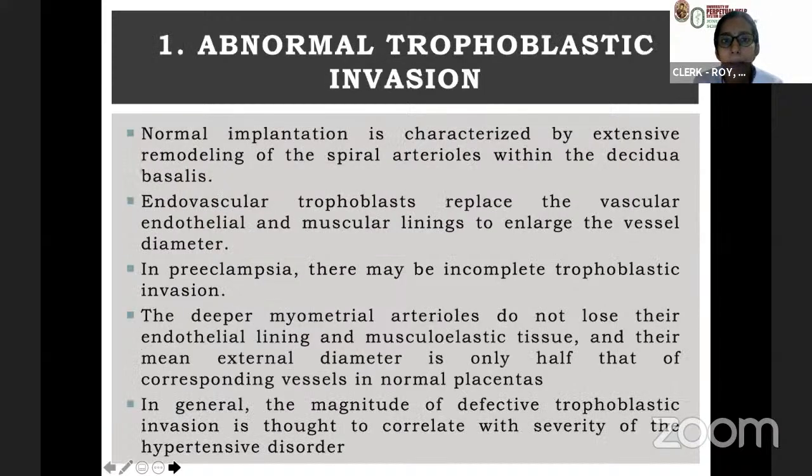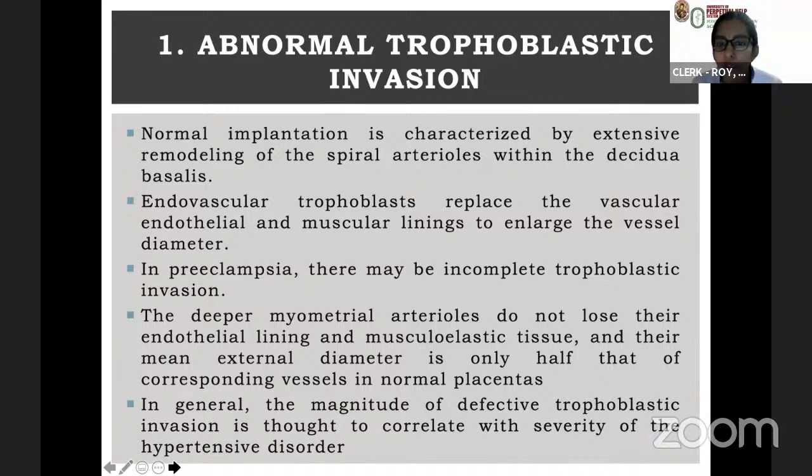So the first one, abnormal trophoblastic invasion. What happens there is that normal implantation is characterized by extensive remodeling of the spiral arterioles within the decidua basalis. In this case, endovascular trophoblasts replace the vascular endothelial and muscular linings to enlarge the vessel diameter. In case of preeclampsia, there may be incomplete trophoblastic invasion.